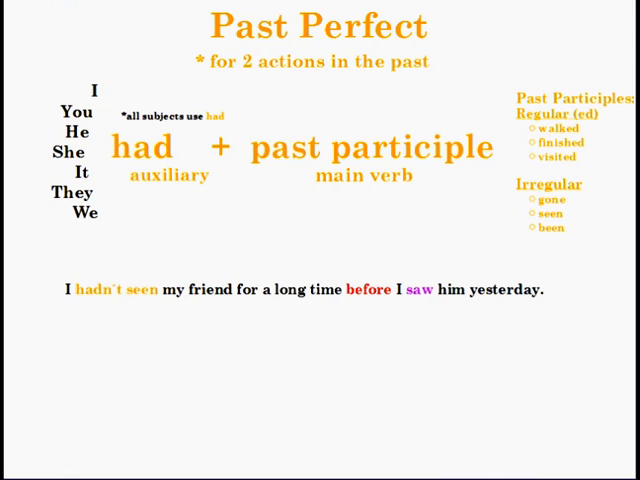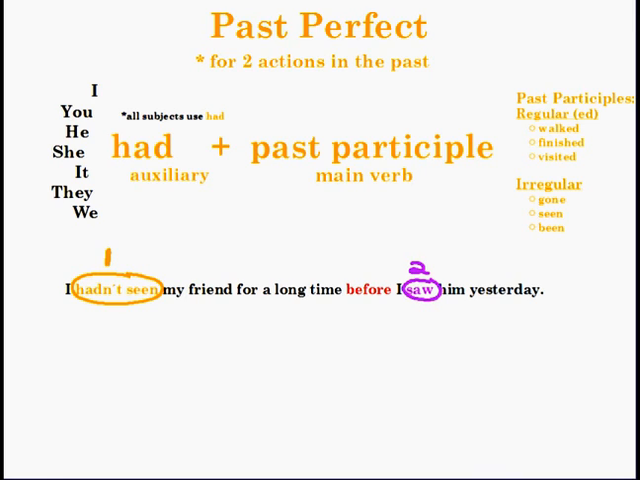So, if I look at this sentence and I look at the past perfect here, I hadn't seen my friend for a long time before I saw him yesterday. Now, again, this is the first thing that happens, or in this context, the first thing that didn't happen. I hadn't seen my friend for a long time before I saw him yesterday. So, this is the second action. So remember, my simple past is the second thing that happens and the past perfect is the first thing that happens.